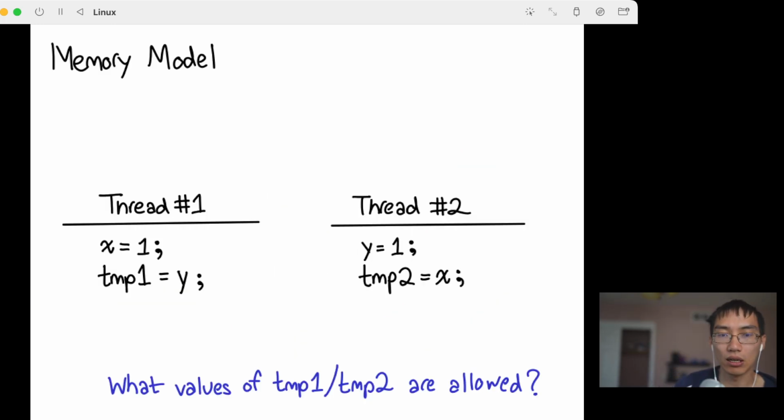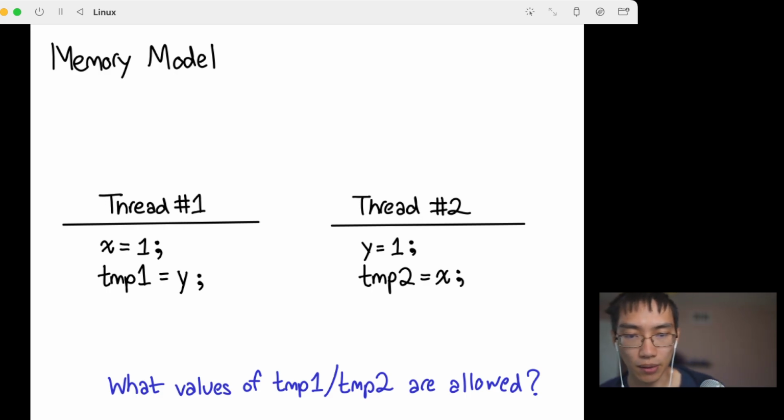Let me just talk a little bit about what I mean by data race. Let's imagine that we've got two threads, and they're accessing some shared data, x and y. Thread 1 sets x equal to 1, and then temp1 equal to y. And thread 2 sets y equal to 1, and then temp2 equal to x. And there are no locks, there's no synchronization. So the question at hand is, if I write this code and I don't have any locking, what values of temp1 and temp2 are allowed?